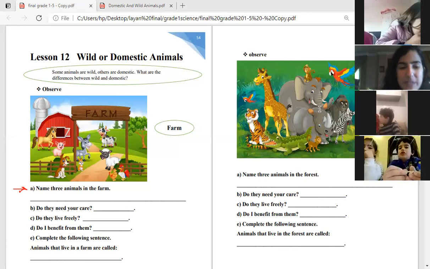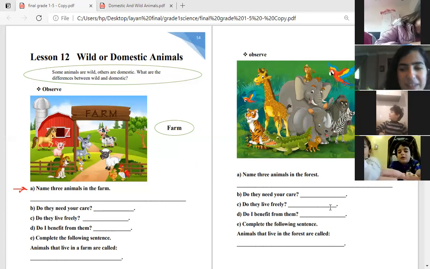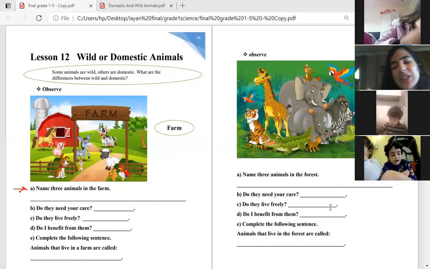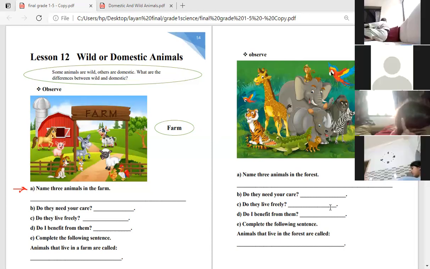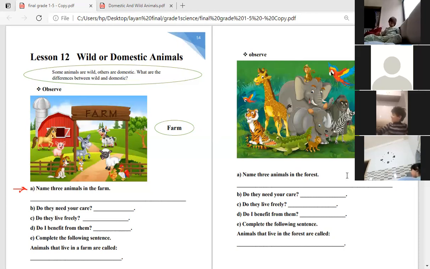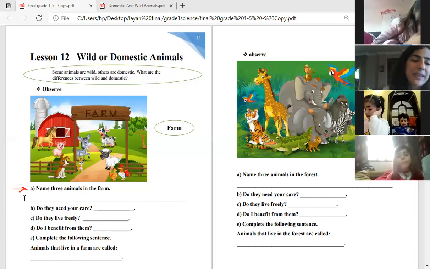Okay, name for me 3 animals. Dog. In English, what does Jesh mean in English? Chicken. Chicken, excellent. Maribel, can you name for me one more animal? Rooster. Yes, rooster, excellent. Great job, Maribel. So name it 3 animals.